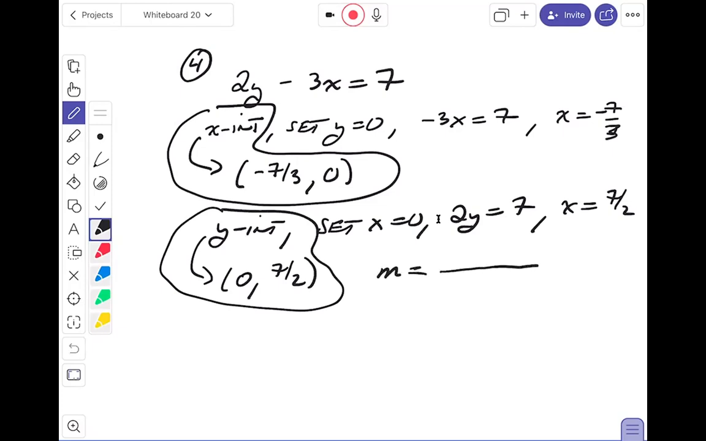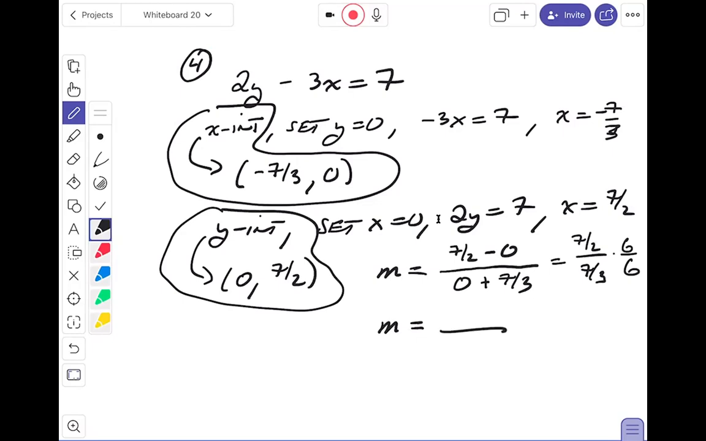I don't recommend it, but you could get slope from this. How do you do that? Change in y's, 7/2 minus 0, over the change in x's, 0 minus a minus, would be plus 7/3. What does this give you? 7/2 over 7/3. I would multiply top and bottom by 6. That's the LCD. Again, I don't recommend this, but you could do that.